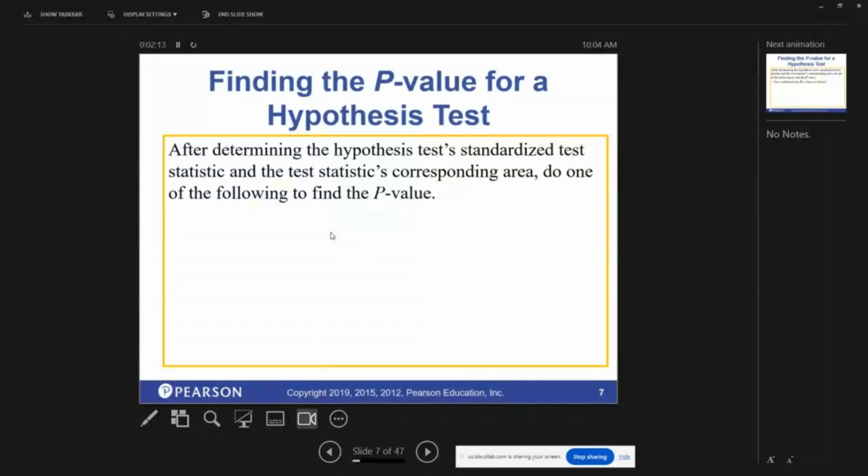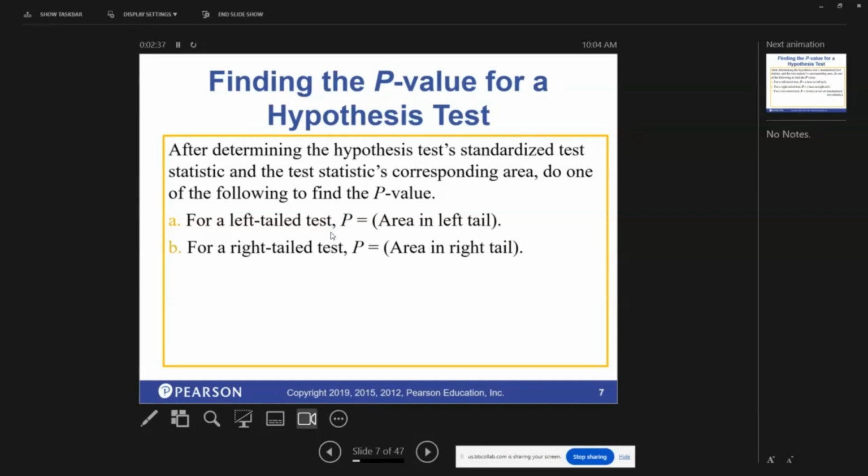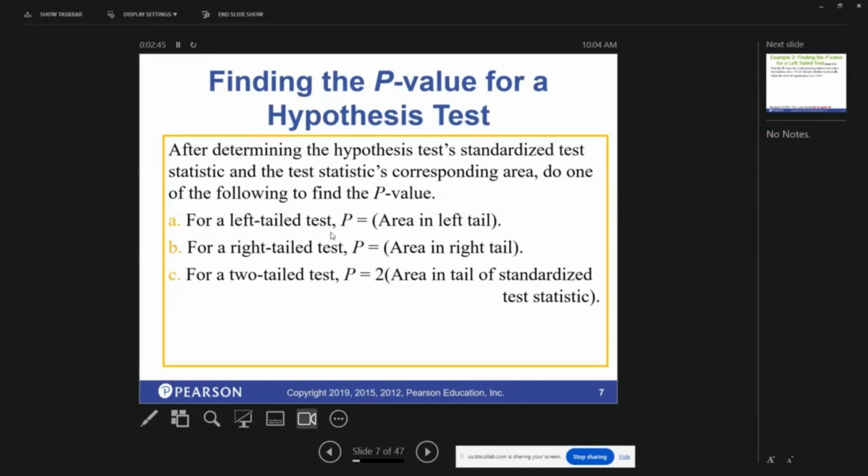Okay, so how do we find the p-value if it's not given? Well, after determining the hypothesis test standardized test statistic and the test statistic's corresponding area, we need to do one of the following to find the p-value. If it's a left tail test, then p is going to be the area in the left tail. If it's a right tail test, then p will be the area in the right tail. And then if it's a two-tail test, then p is going to be 2 times the area in the tail of the standardized test statistic.